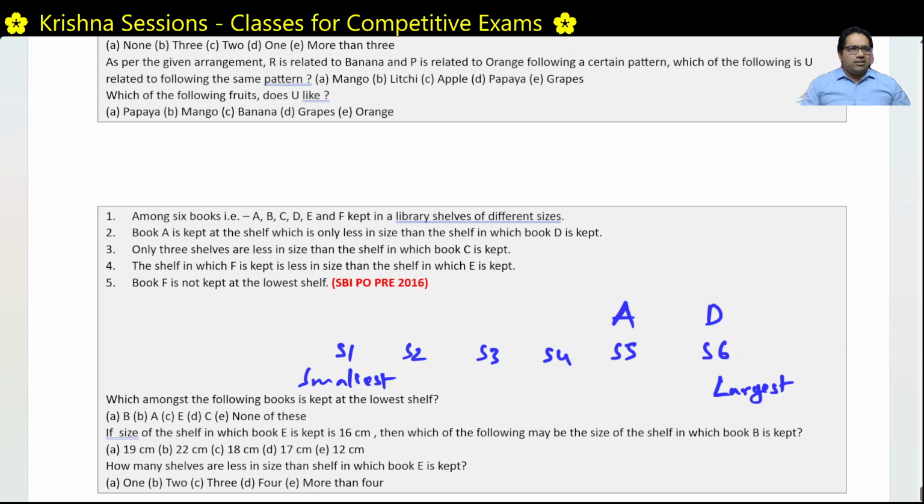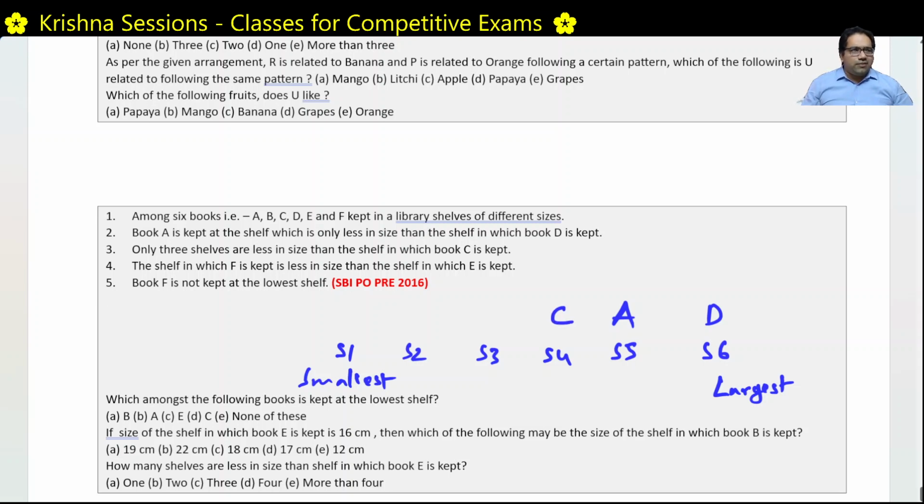Simple, right? Only three shelves are less in size than the shelf in which book C is kept. Three are less in size. What does that mean? That means book C has to be this only, right? Then only S1, S2, S3 will be there.